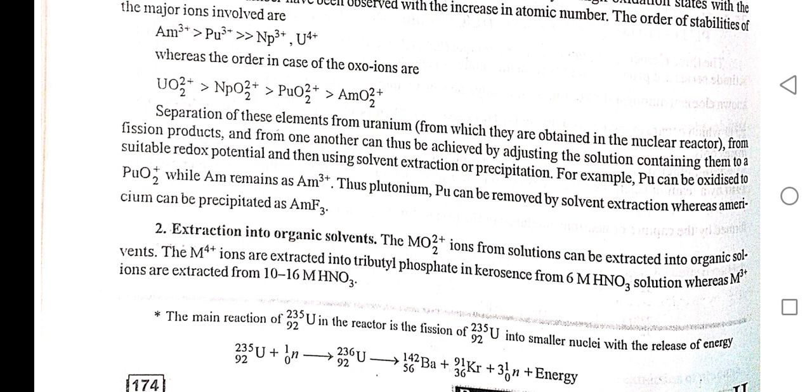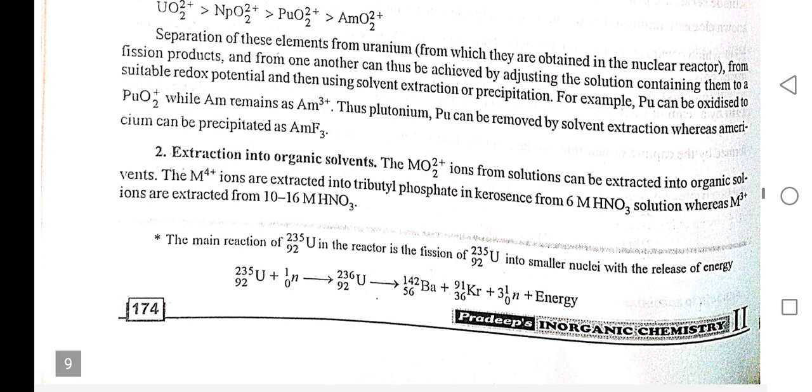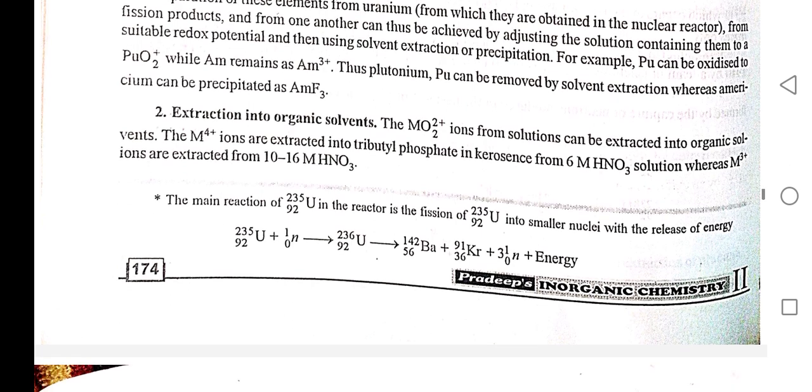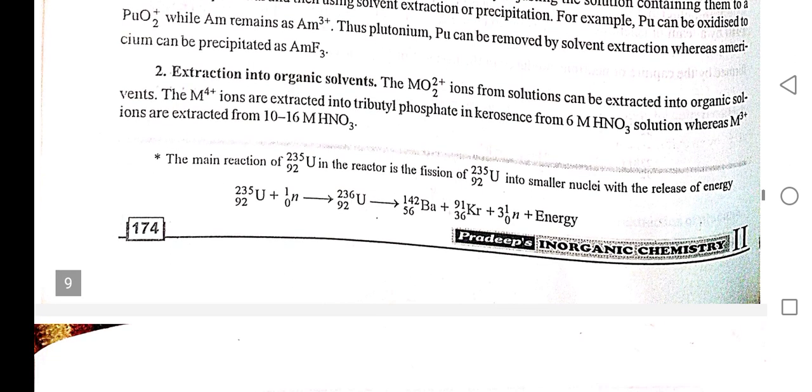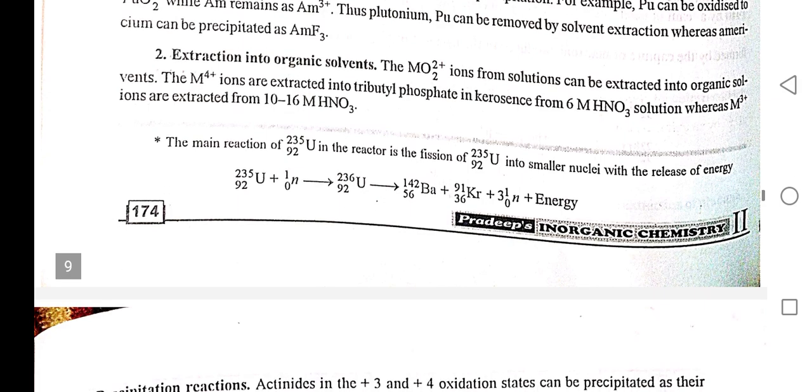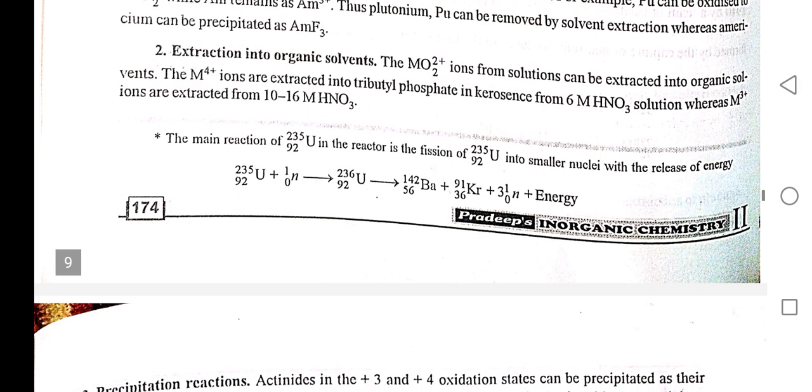The MO2 positive ions from solution can be extracted into organic solvent. The M4 positive ions are extracted into tributyl phosphate in kerosene from 6M HNO3 solution, where M3 positive ions are extracted from 10 to 16M HNO3.